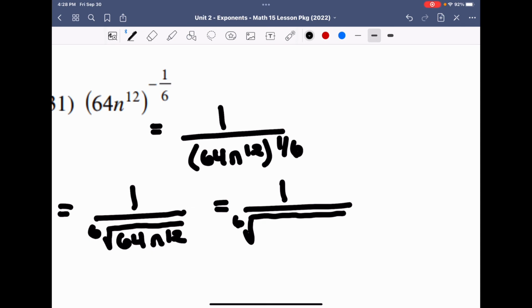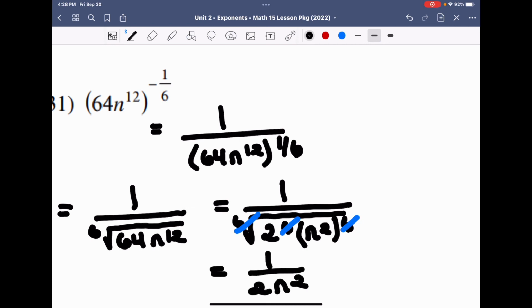Well, what number, when it's raised to the power of 6, will give us 64? It's actually 2 to the power of 6. What power of n, when raised to the power of 6, will give us 12? It's n squared raised to the power of 6 will give us 12. We know this because by power rule, 2 times 6 is equal to 12. Now, the nice piece about this is that we have a 6th root, a 6th power, and a 6th power. All of these can cancel. The 6th root undoes any 6th power on the interior. Therefore, our solution is 1 over 2n squared.